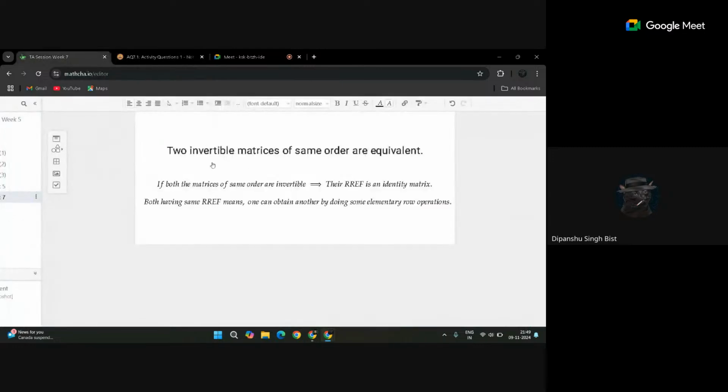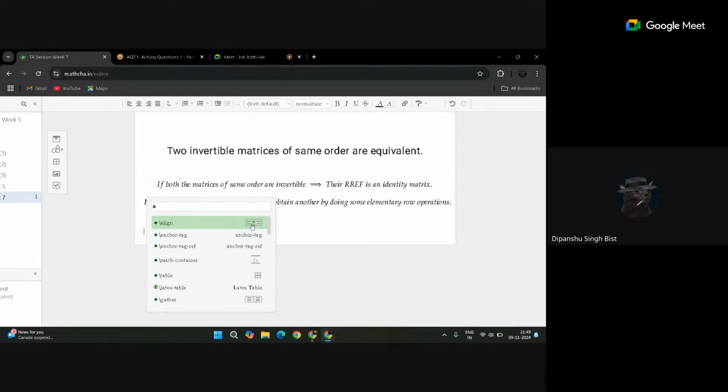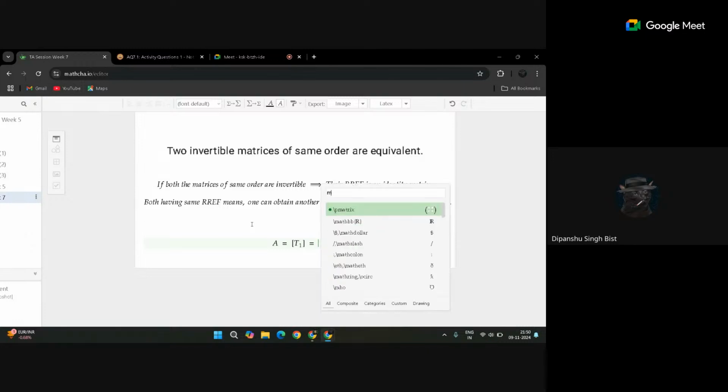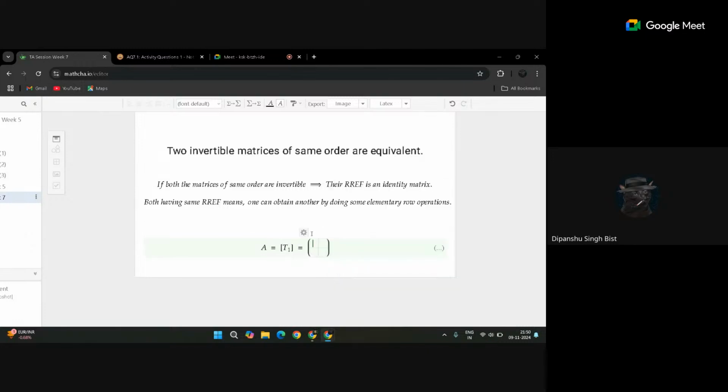Okay. So whenever we talk about the standard basis and we want to check for A, A is just about T1, the matrix for T1. So okay, a matrix of order 3 cross 3.